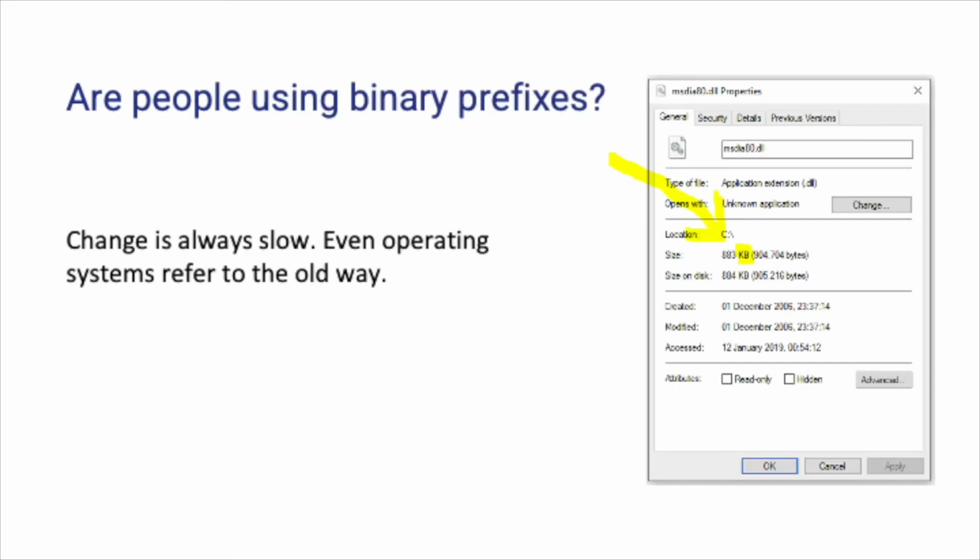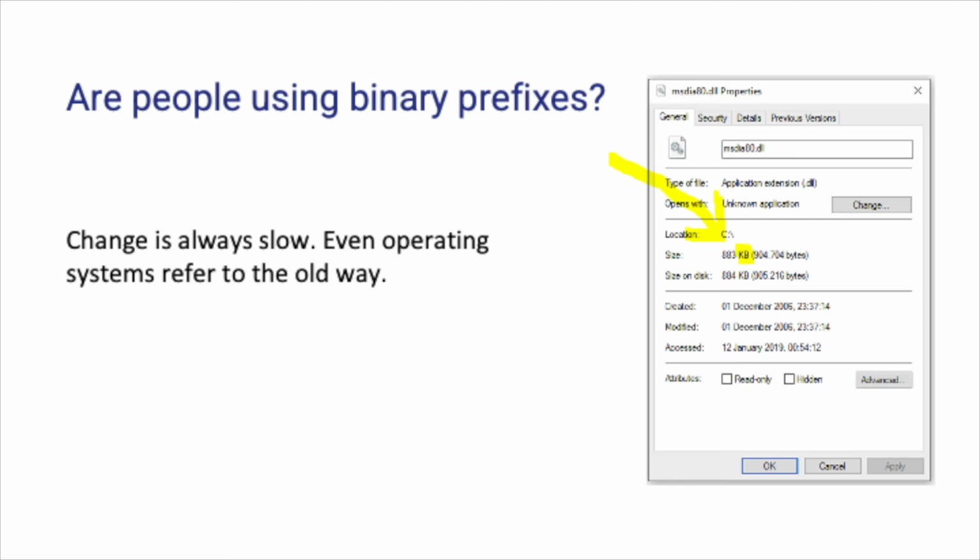So are people actually using binary prefixes? Well, change is always very, very slow. And if you look at operating systems like Microsoft Windows, you'll probably see that Microsoft is still using bytes, even though they're equating the answers using binary prefixes. They're still referring to the end result as denary prefixes. And this is prevalent throughout the industry. However, people are trying to change step by step.